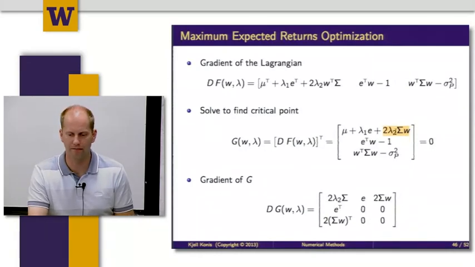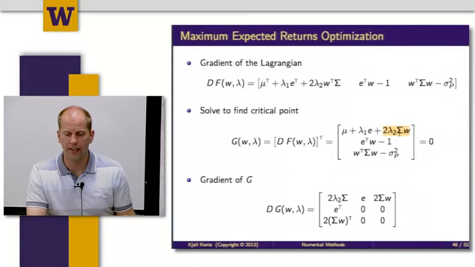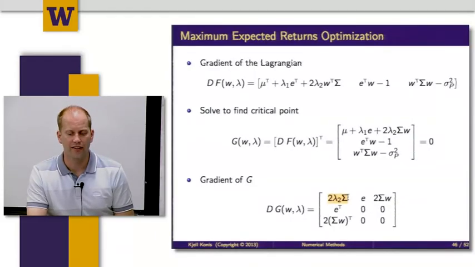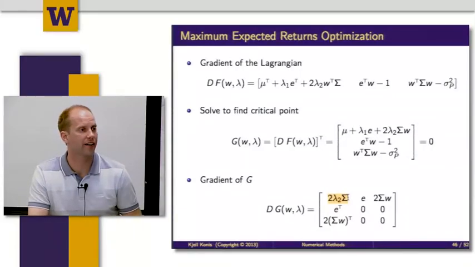So this is going to be, so it has n pieces. So it has n rows and one column. So when I take the derivative of that, I'm going to end up getting a matrix. So this quantity here is 2 times lambda 2 times sigma. So this has the same dimension as the matrix sigma. So this upper left block is an n by n matrix.